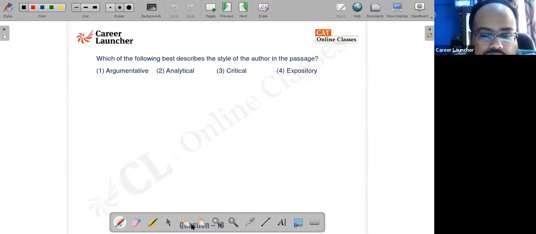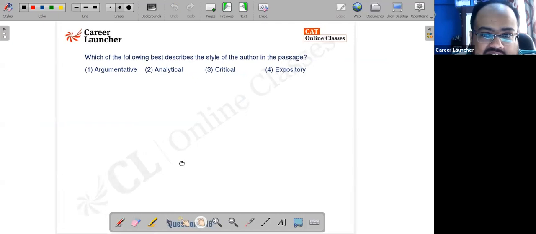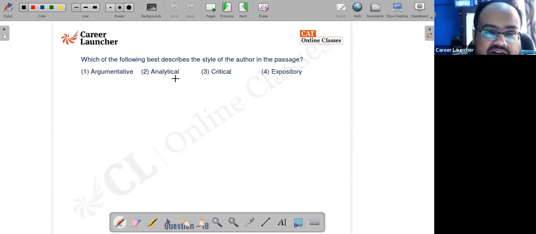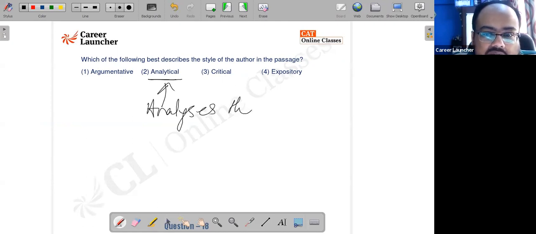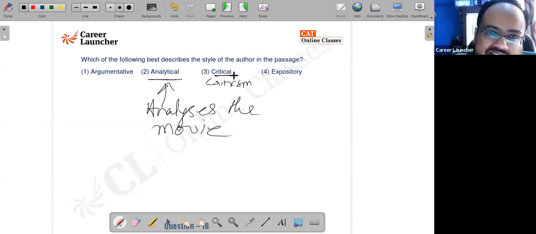The next one, what best describes the style of the author in the passage? It is analytical. Why is it analytical? Because the author analyzes the movie. It is not critical. Critical is something that generally involves criticism. There are other meanings of critical as well, but generally it involves criticism.